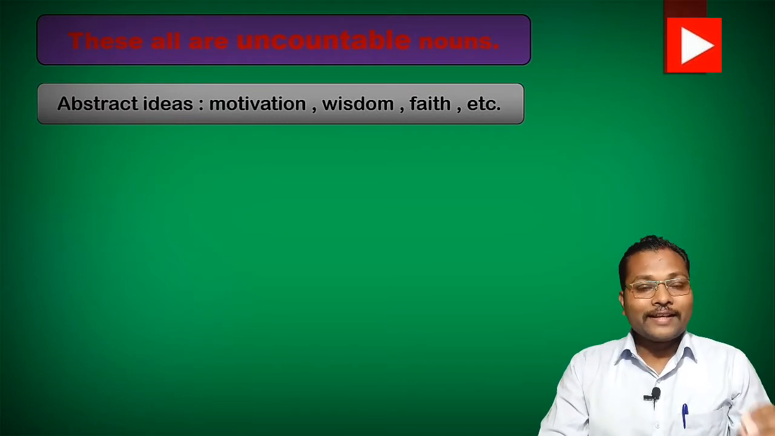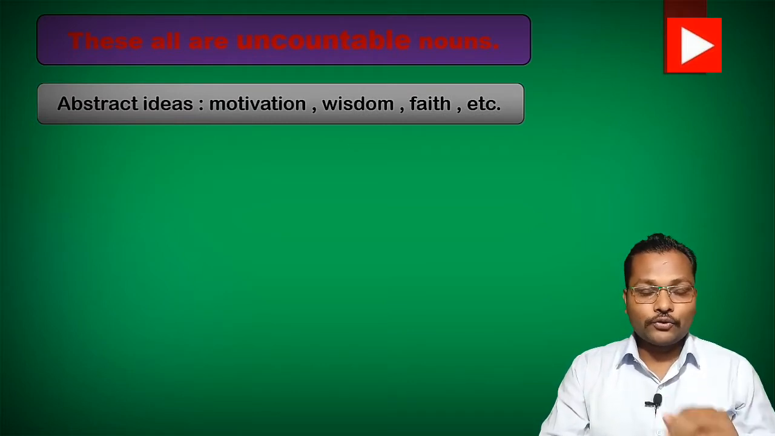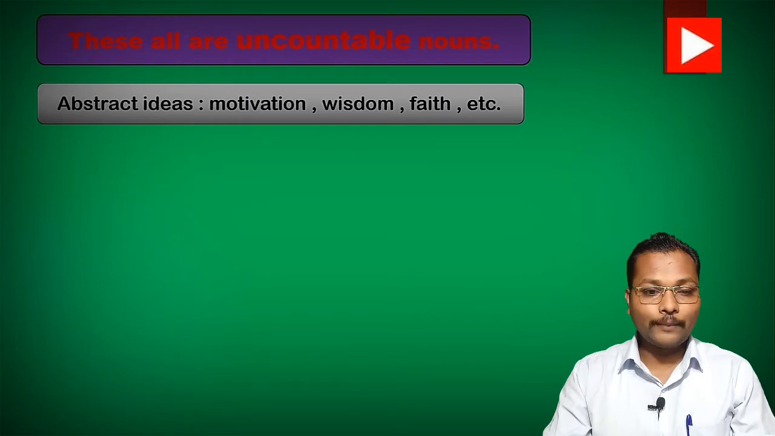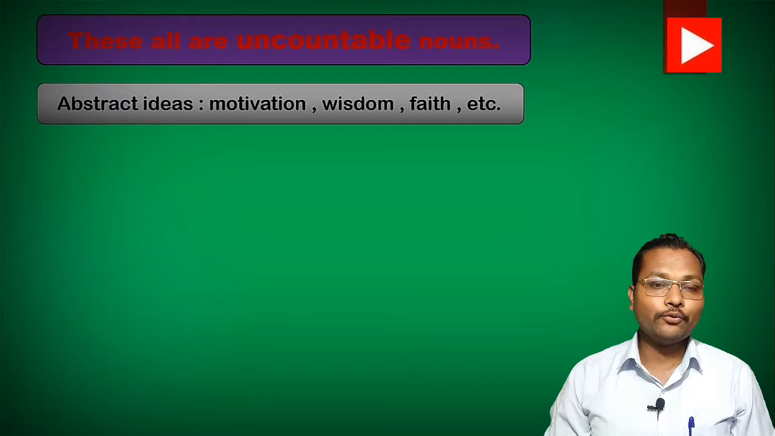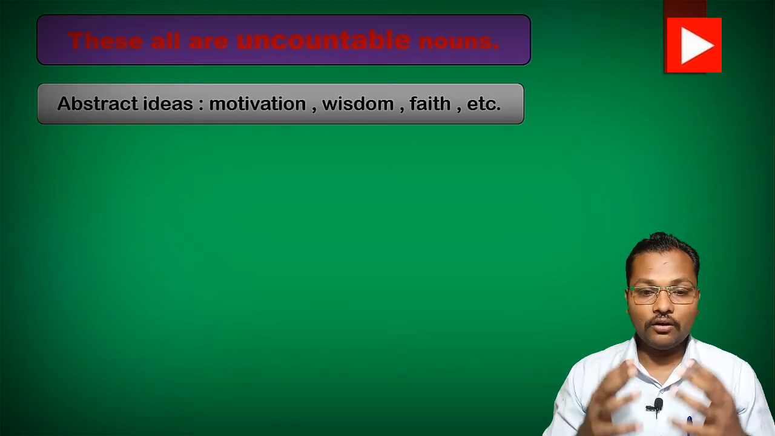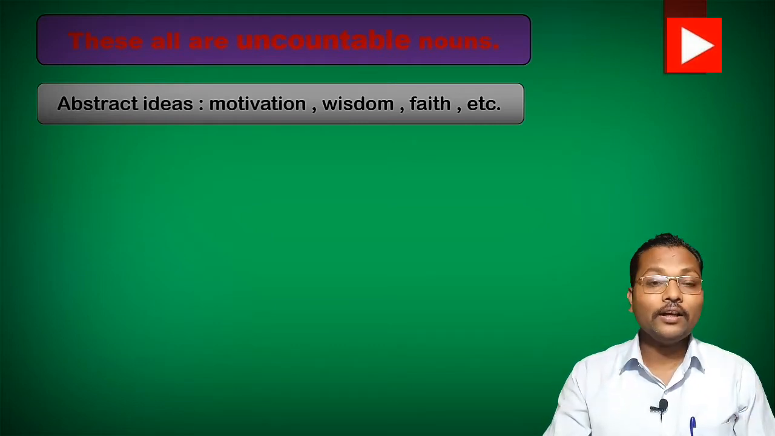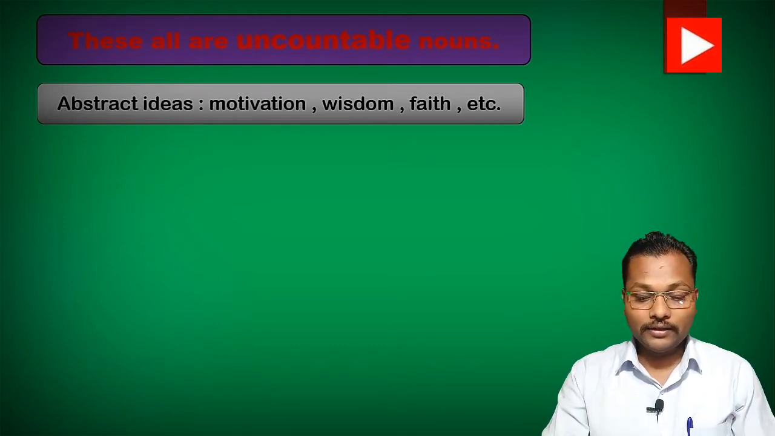Which nouns can be uncountable nouns? Let's see. Abstract ideas. Ideas such as motivation, wisdom, faith are uncountable because these are abstract ideas and we cannot count them by using numbers. We never say 1 motivation, 2 motivations, 3 wisdoms, or 5 faiths. It's wrong to use in this way.